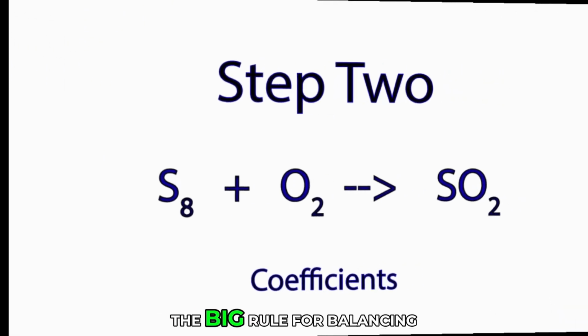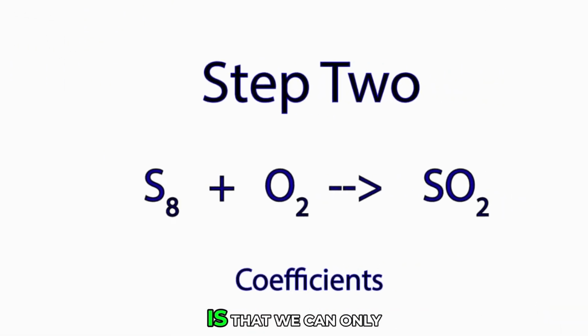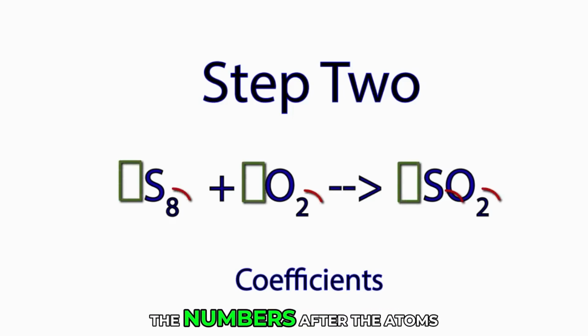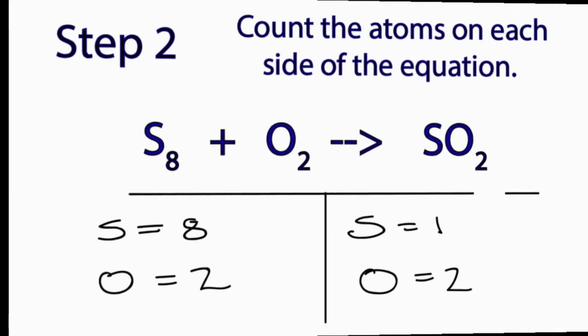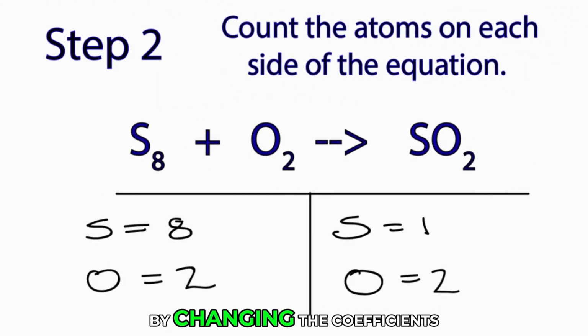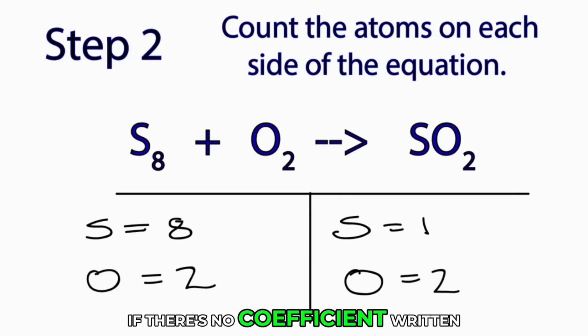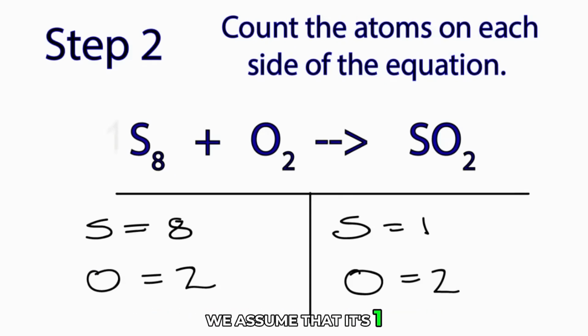The big rule for balancing equations is that we can only change the coefficients. Those are the numbers in front of the atoms. The numbers after the atoms, the subscripts, cannot be changed. So let's balance this equation by changing the coefficients. If there's no coefficient written, we assume that it's 1. So right now there's a 1 in front of each of these terms.